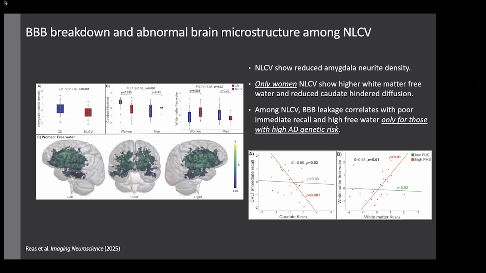So altogether, we see this interesting sex difference whereby men and women respectively show blood-brain barrier breakdown and microstructural damage with long COVID, implicating different pathological mechanisms, and also this link between blood-brain barrier dysfunction and adverse cognitive and microstructural outcomes only in the presence of genetic risk for Alzheimer's disease, suggesting some sort of synergy there.